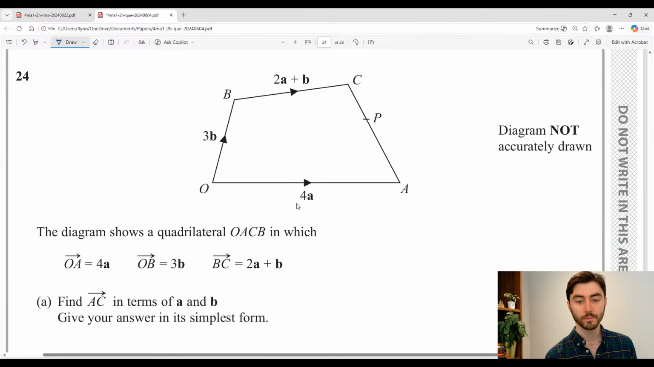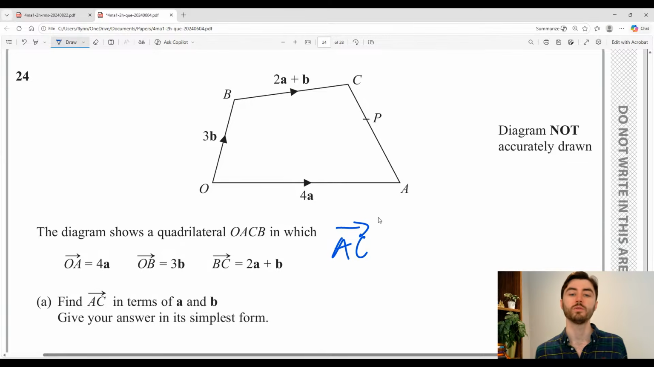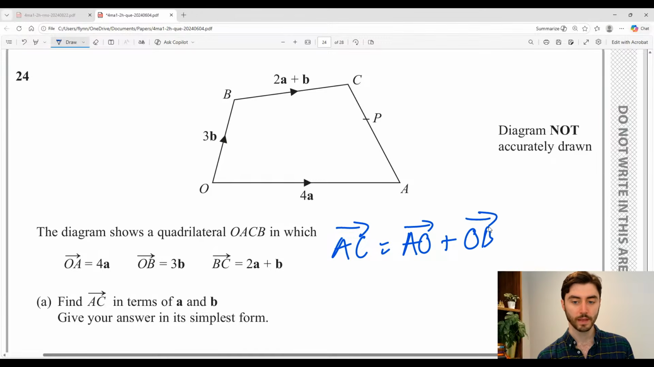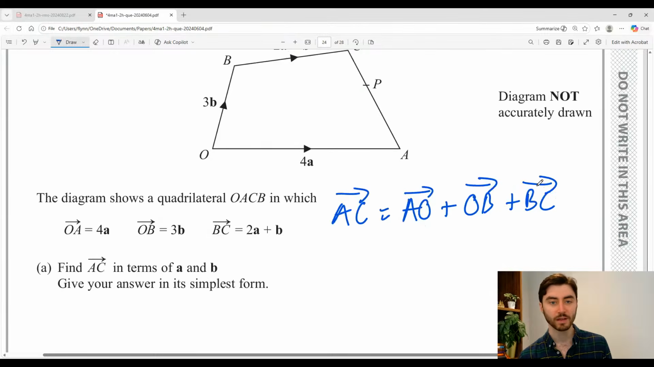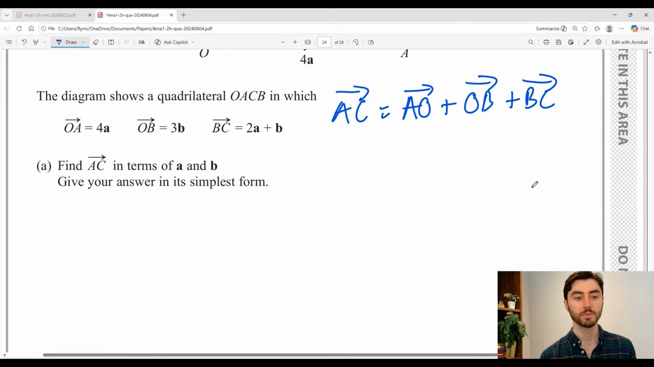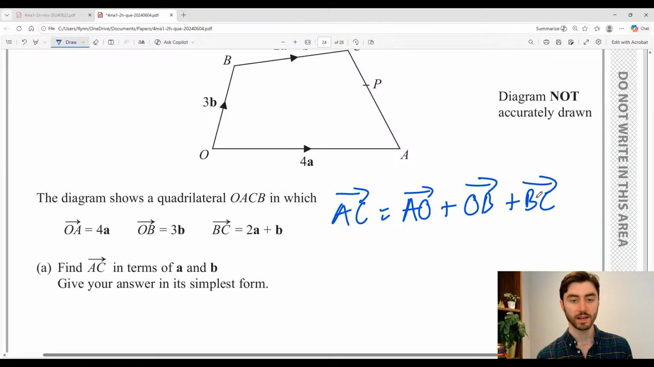So here, how do I get from A to C using known vectors? Well, I'm going to go from A to O, and then O to B, and then B to C. Now that I have my good, clear path, I can substitute in and find out what that is.